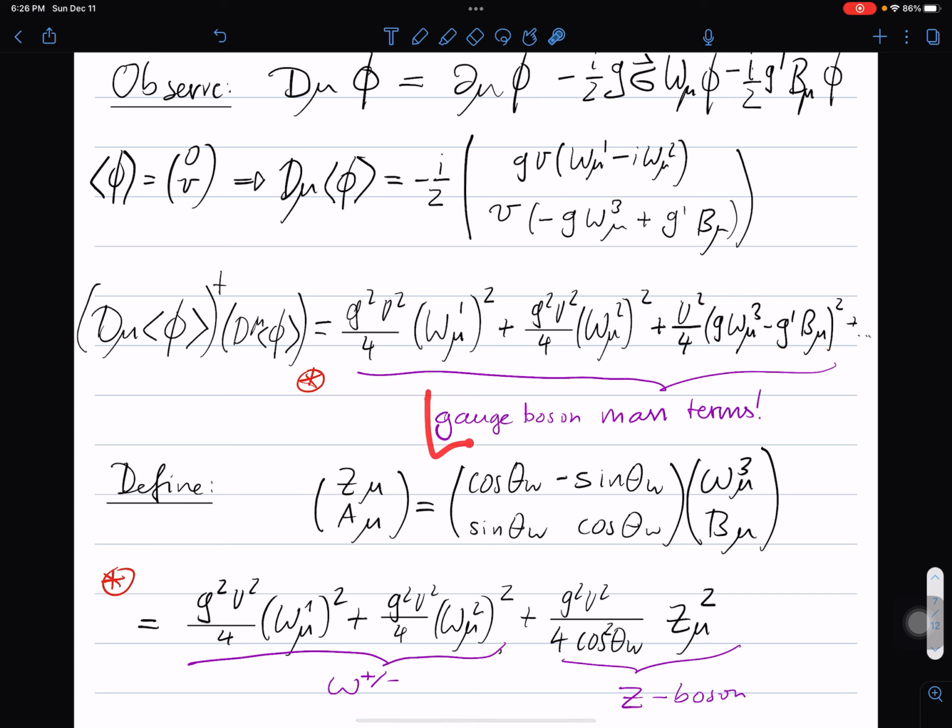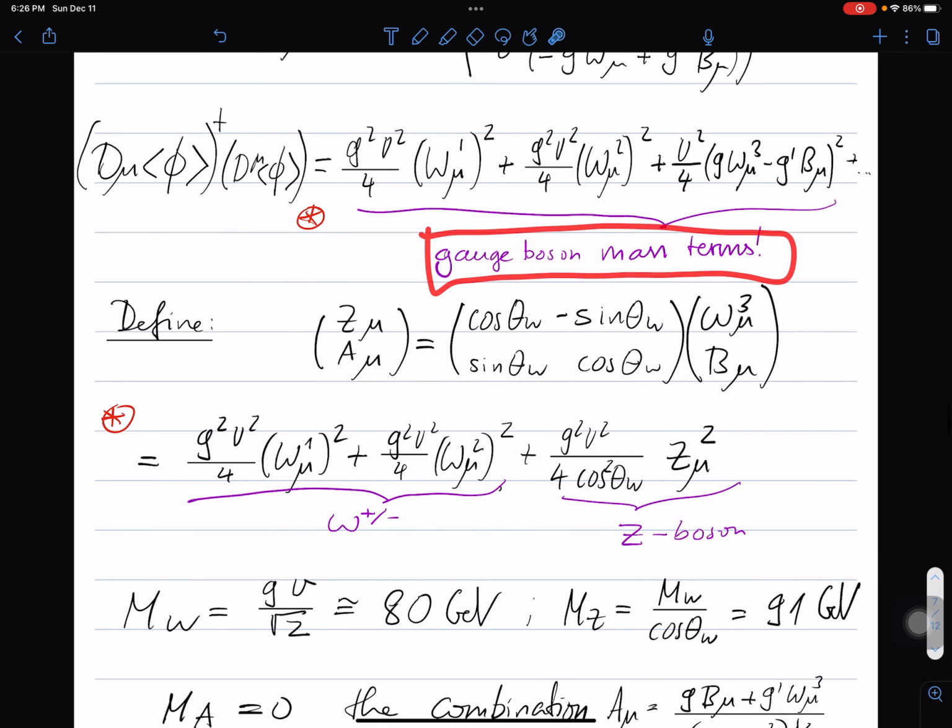Those are the mass terms that give mass to gauge bosons. But now we can make a basis rotation, namely define new fields that are called Z and A, that are a linear combination of W and B fields. So for example here, this W3 minus some constant times B mu, that is here, essentially will be the field that has a mass.